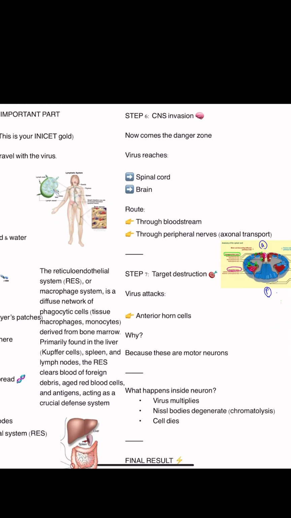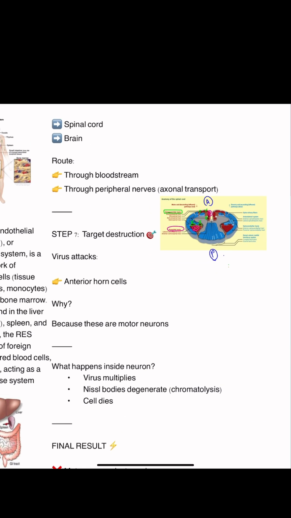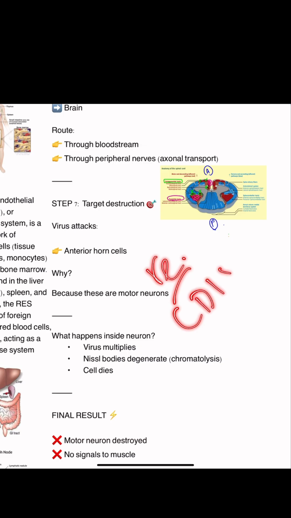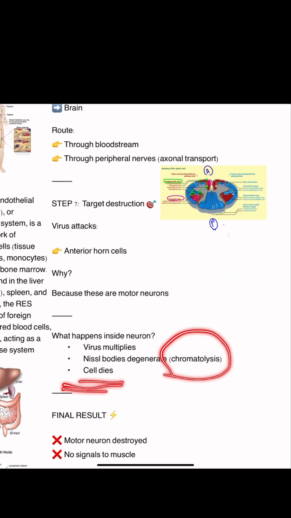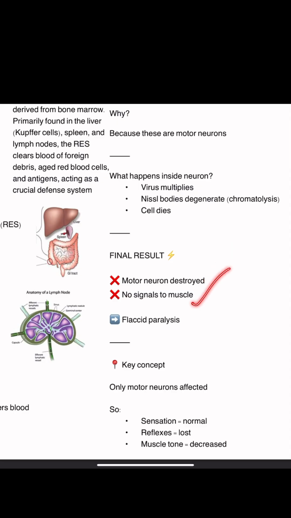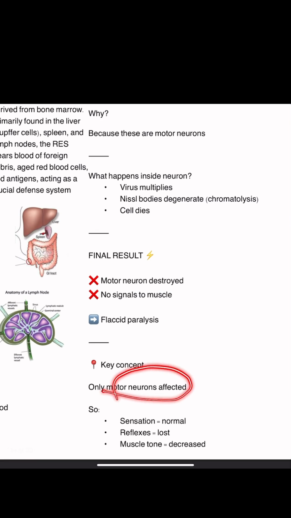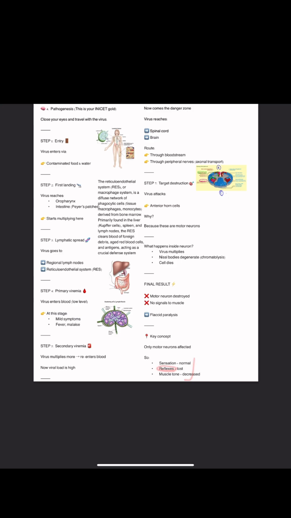There is CNS invasion. The virus reaches the spinal cord and brain through the bloodstream, through peripheral nerves, by axonal transport. Target destruction: the virus attacks anterior horn cells. Why? Because these are the motor neurons. They have the receptor for the poliovirus, that is CD155. What happens inside the neuron? The virus multiplies, Nissl bodies are degenerated, chromatolysis will occur and the cell will die. As a result, the motor neuron is destroyed, no signal to the muscle, and flaccid paralysis. Only motor neurons are affected, so sensation is normal. Reflexes are lost and muscle tone is decreased.